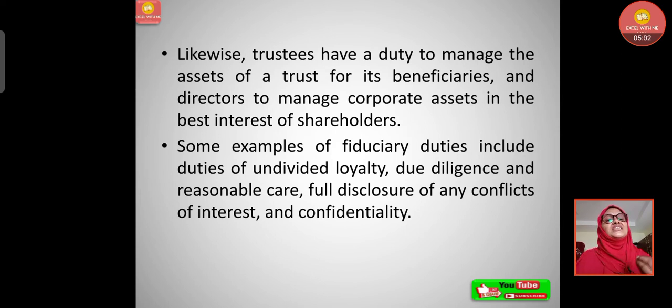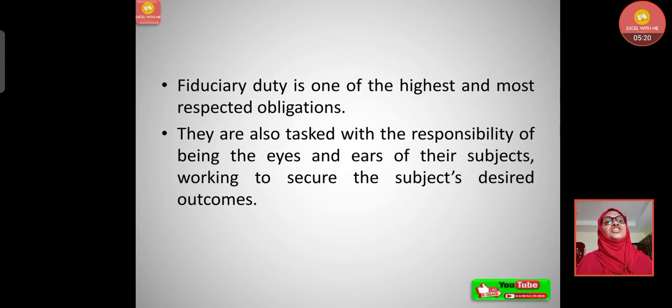Due diligence and reasonable care, full disclosure of any conflicts of interest, and confidentiality. If we are taking any personal interview related to our research study, it should be confidential. We should not expose it to everybody. Now, fiduciary duty is one of the highest and most respected obligations, obviously.